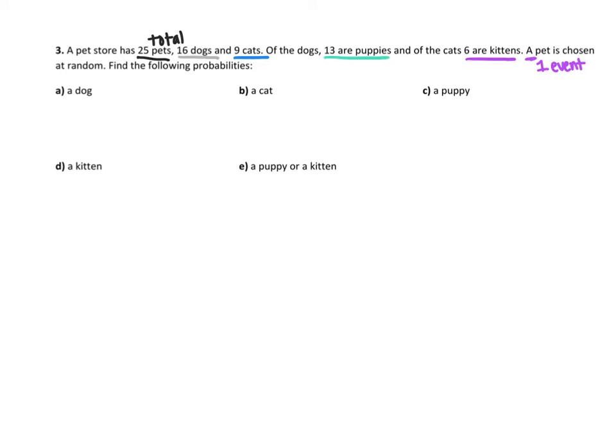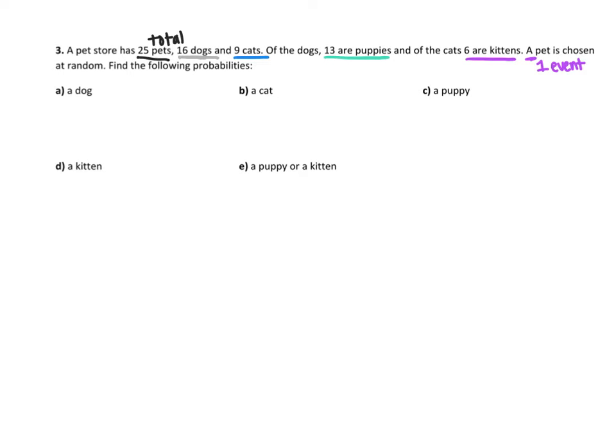The big thing I need to think about before I start is, can there be overlap? Can a dog also be a cat? Well, no. Now, a puppy can also be a dog, but we can't be a dog and a cat at the same time. So this is going to be the addition rule for mutually exclusive events, meaning that they cannot happen at the same time. One thing cannot be a dog and a cat at the same time. So now we just go through and do some basic probability and some addition rule.